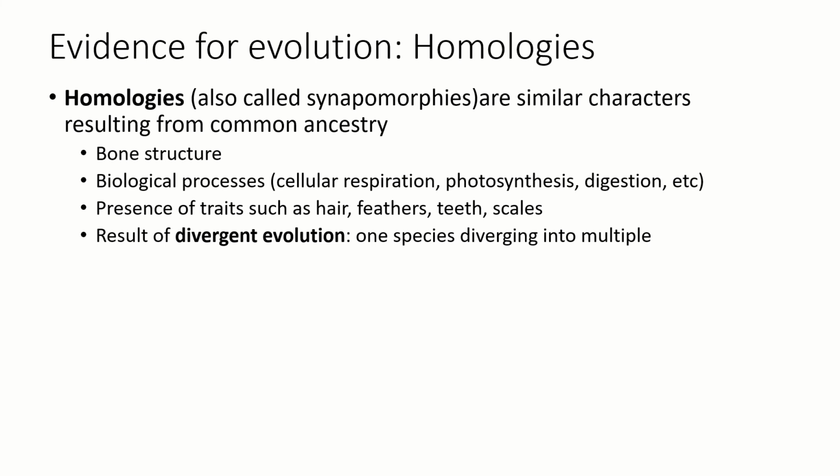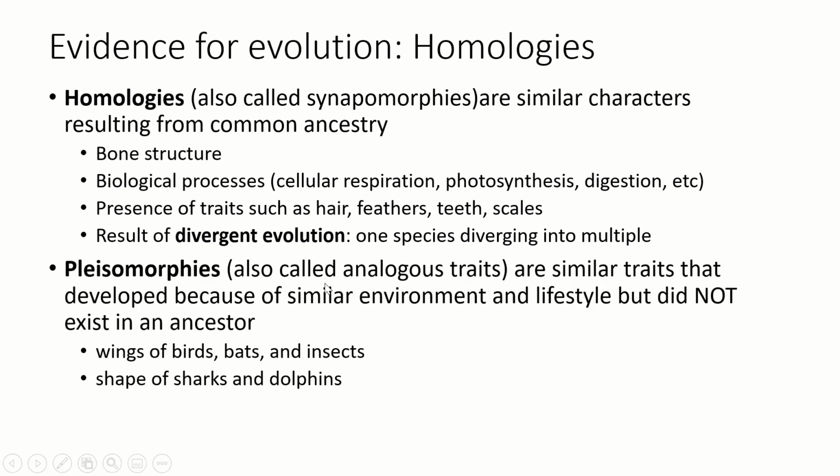Homologies in different species are the result of divergent evolution, which is where one species diverges into multiple species. Now, the opposite of homologies are polymorphies or analogous traits. Some people call them analogies, and I don't like that. And some people call them homoplasies, which I find very confusing, so I don't like that term. So these are traits that are not a result of their presence in a common ancestor. So these are because the organisms live in similar environments or have a similar lifestyle.